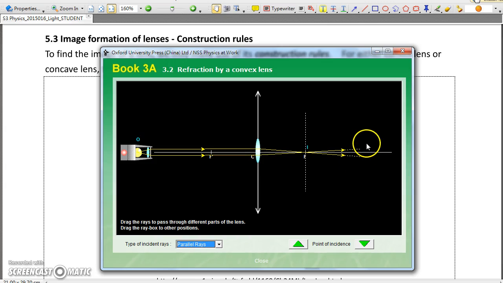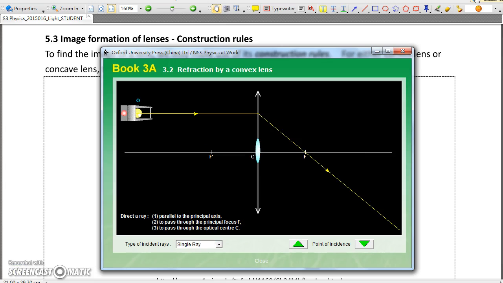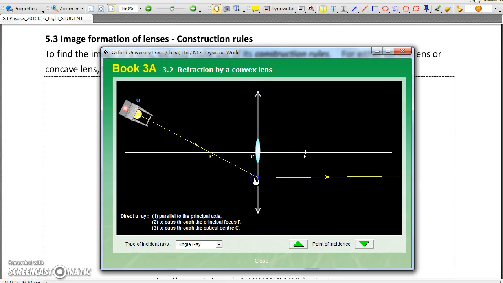On the other hand, when a light ray passes through a focus, then it will be refracted parallel to the principal axis. And I may make things clearer by showing you this. The light ray that is parallel to the principal axis will be refracted and pass through the focus on the other side. On the other hand, when a light ray passes through the focus, then it will be refracted parallel to the principal axis. Lastly, what about if the light ray strikes the very middle of the lens?